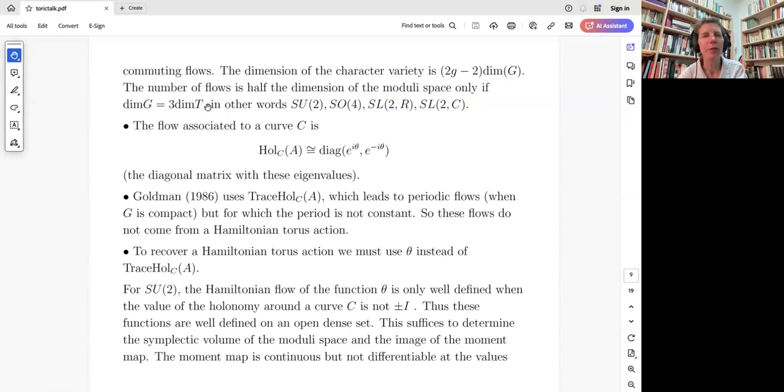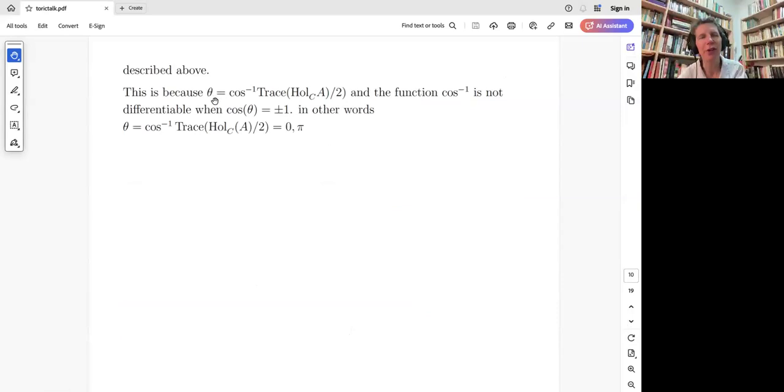Another way of thinking of this is that you can write down theta as cosine inverse of half the trace of the holonomy. And the function cosine inverse is not differentiable when cosine is equal to plus or minus 1. In other words, that happens when theta is equal to 0 and pi. So those are the points where our Hamiltonian flows are not defined. The value of the function is defined, but the Hamiltonian flow is not defined.